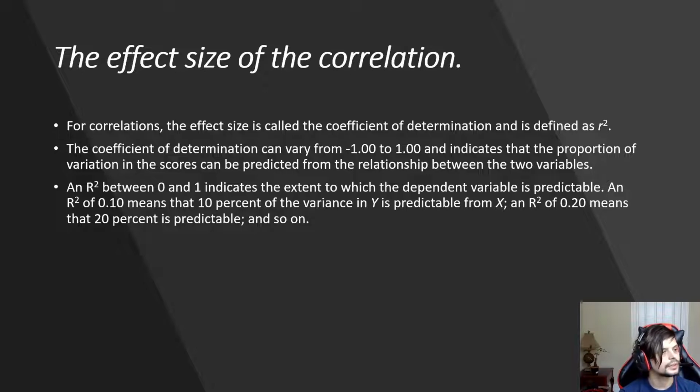So I'll go over this again. Let's say you have an r squared of 0.1. That means that 10% of the change can be explained by the relationship between the two.